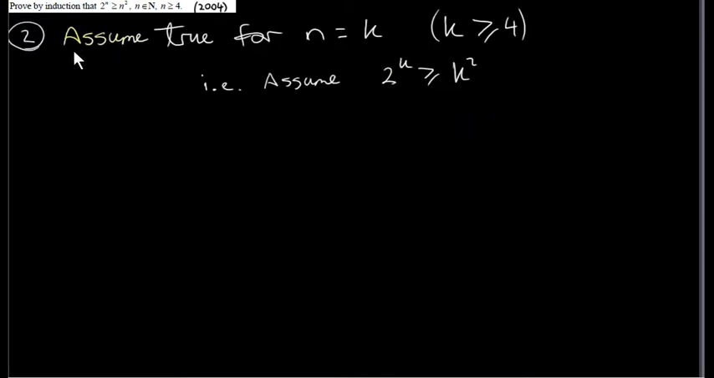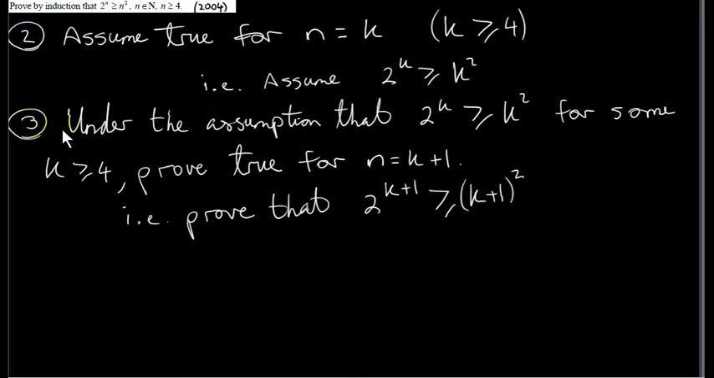In step 2 of proof by induction, we assume that the statement is true for some value n equals k, where k is greater than or equal to 4. In other words, we assume that 2 to the power of k is greater than or equal to k squared for some integer k greater than or equal to 4.